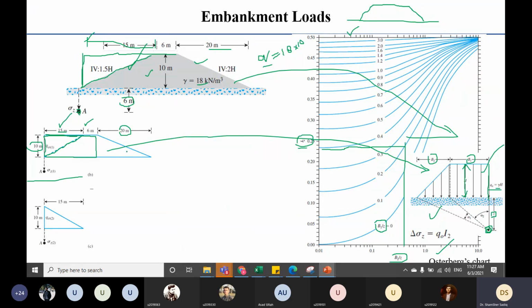So for this diagram, you have delta sigma Z equal to Q naught times I2. So आपको B1 B2 by Z पता है, उससे आप इन्फ्लुएंस फैक्टर निकाल लेंगे. सपोज आपका ये इन्फ्लुएंस फैक्टर आया या ये आया, ठीक है, और उससे आप डेल्टा सिग्मा Z कर लेंगे कैलकुलेट.